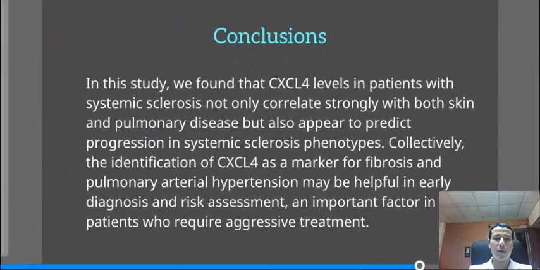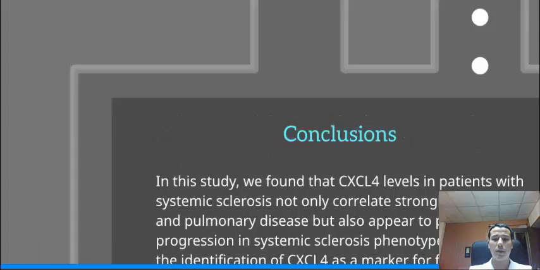In this study, we found that CXCL4 levels in patients with systemic sclerosis not only correlate strongly with both skin and pulmonary disease, but also appear to predict progression in systemic sclerosis phenotypes. Collectively, the identification of CXCL4 as a marker for fibrosis and pulmonary arterial hypertension may be helpful in early diagnosis and risk assessment, an important factor in patients who require aggressive treatment.